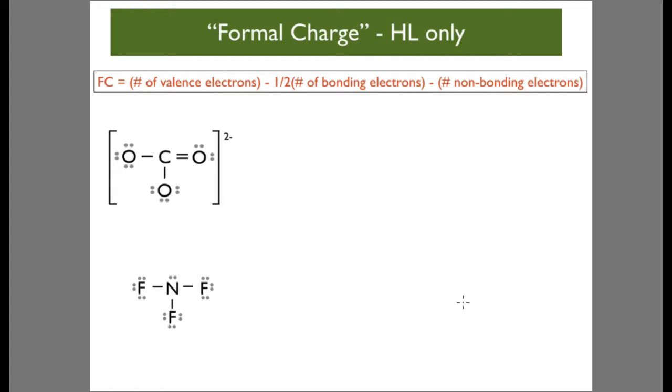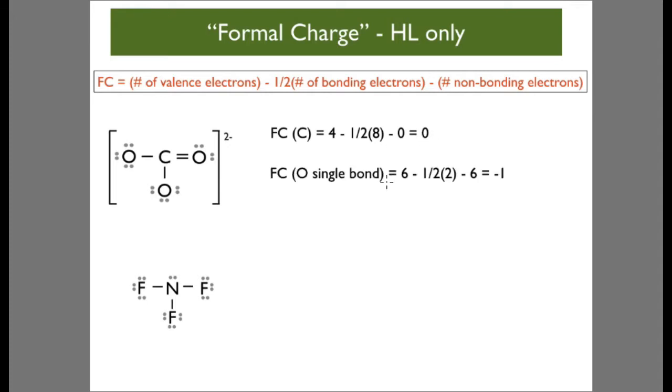Let's have a look at these then, okay? The carbon here has valence electrons of 4. It has 1, 2, 3, 4, 5, 6, 7, 8 bonding electrons, multiplied by half, and it has no lone pairs or non-bonding electrons, minus 0.